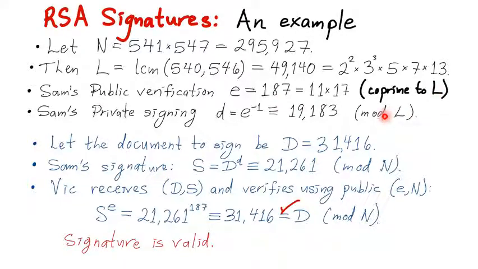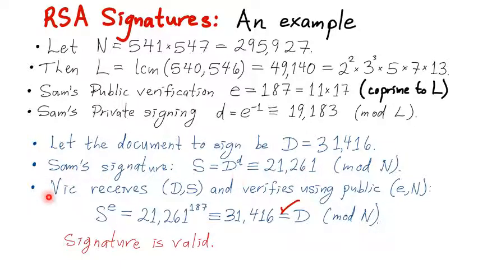Okay? Now I'm going to sign the document 31,416, not a very random document. The signature is obtained by raising the document to the decryption or signature exponent little d, which is the signing key. So raise 31,416 to 19,183. But remember, this is arithmetic modulo N, so you get the signature as 21,261.